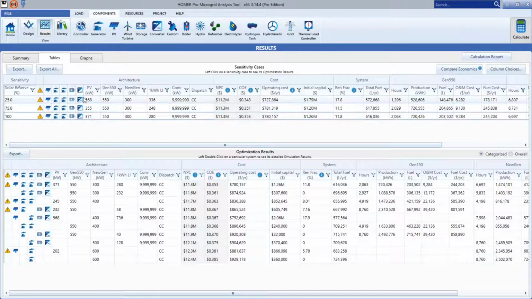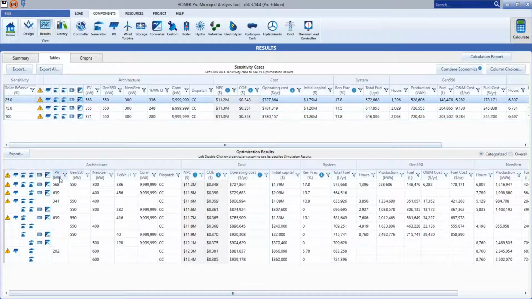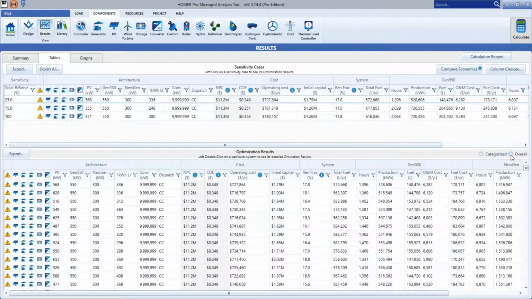Yeah, so Homer provides you this list of possible configurations. In this case, in the lower part, because we are using sensitivities here, if we select the 25% sensitivity, then you have these architectures below. And this is based on categorized system. But if you click on the overall, it will give you the full list of different configurations.